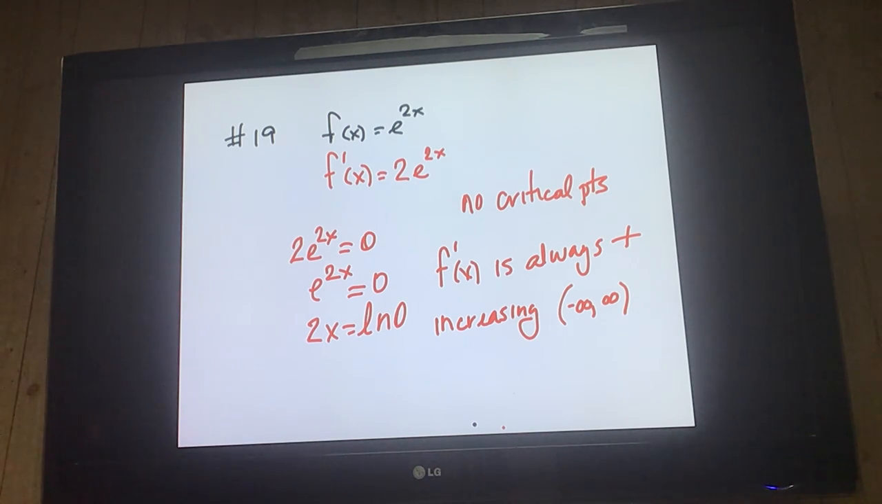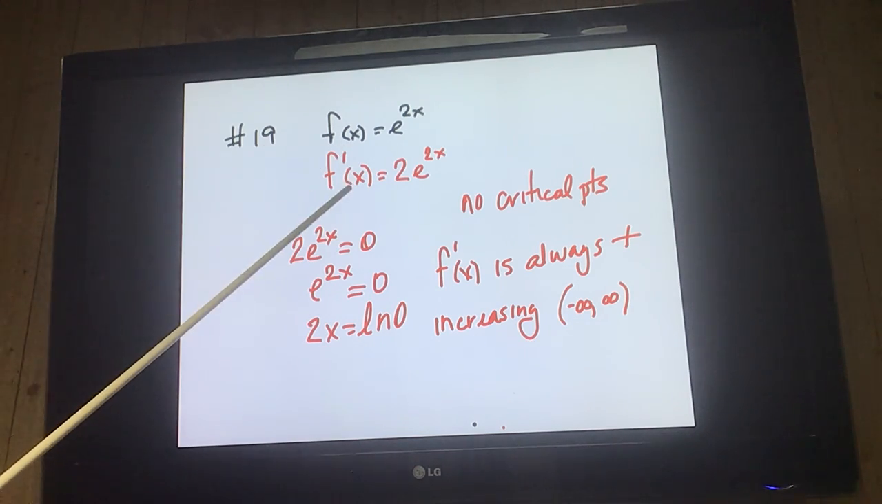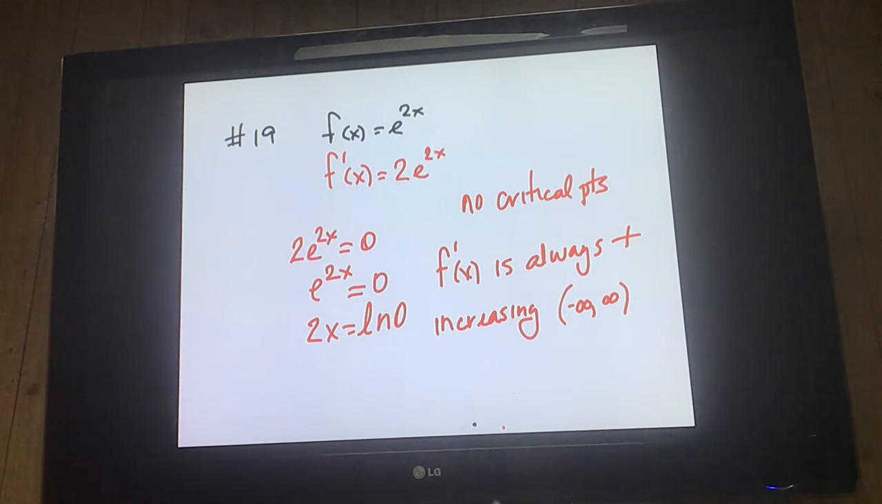Number 19, they're looking for where it is increasing, where it is decreasing, and any critical points or extreme values. So I'll take the derivative: 2e to the 2x. Set it equal to 0. e to the 2x equals 0. Well, this is an exponential function, so we know it has a horizontal asymptote at 0. Therefore, e to the 2x never equals 0. Plus, if I go algebraically, 2x equals log 0, which is undefined as well. So there are no critical points.